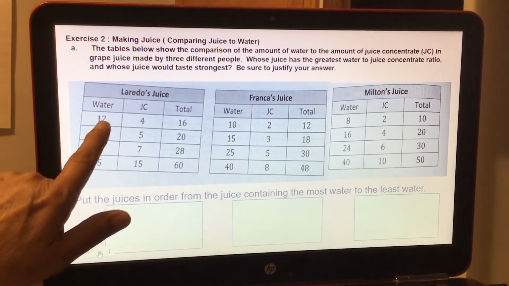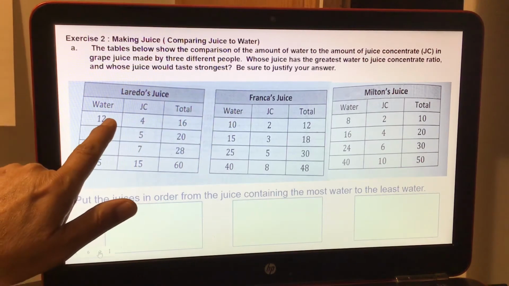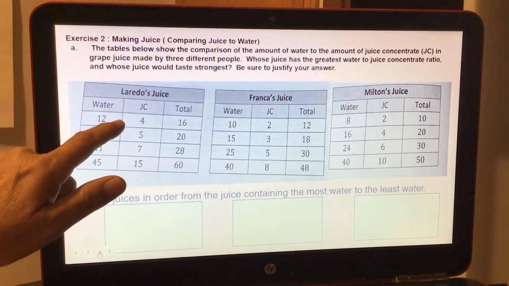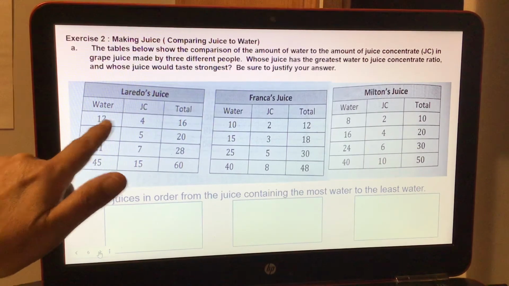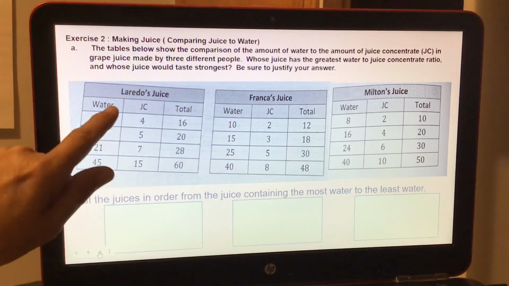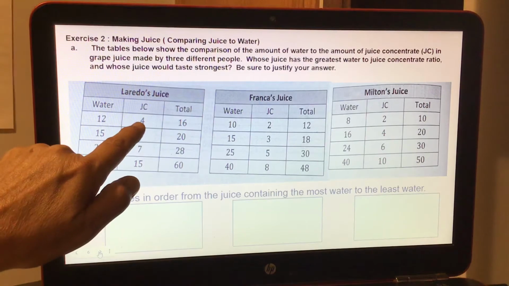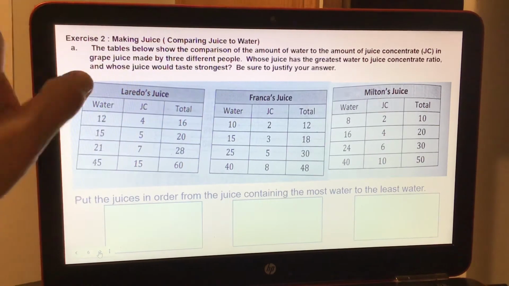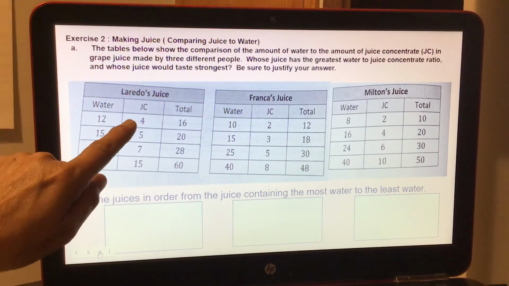Let's start right here. So 12 to 4. If I make it into a fraction, 12 over 4. Now I want to reduce it. What number goes into the numerator and the denominator without having any leftovers is 4. 4 goes into 12 3 times, and 4 goes into 4 1 time. So our fraction would become 3 over 1, which is 3. Okay, so 3 to 1.